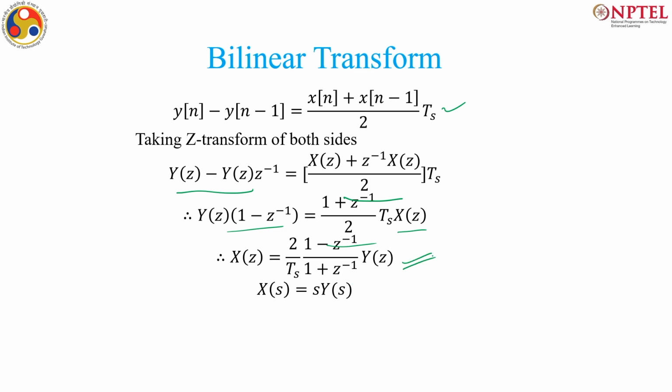So, this is what we get, and this is the thing which we got in the analog domain, since x of t was dy by dt. So, in the Laplace domain X of s is s times Y of s. Now, if you compare these two, you get this mapping which we discussed in the beginning. So, this is basically our bilinear transform to map S to Z.